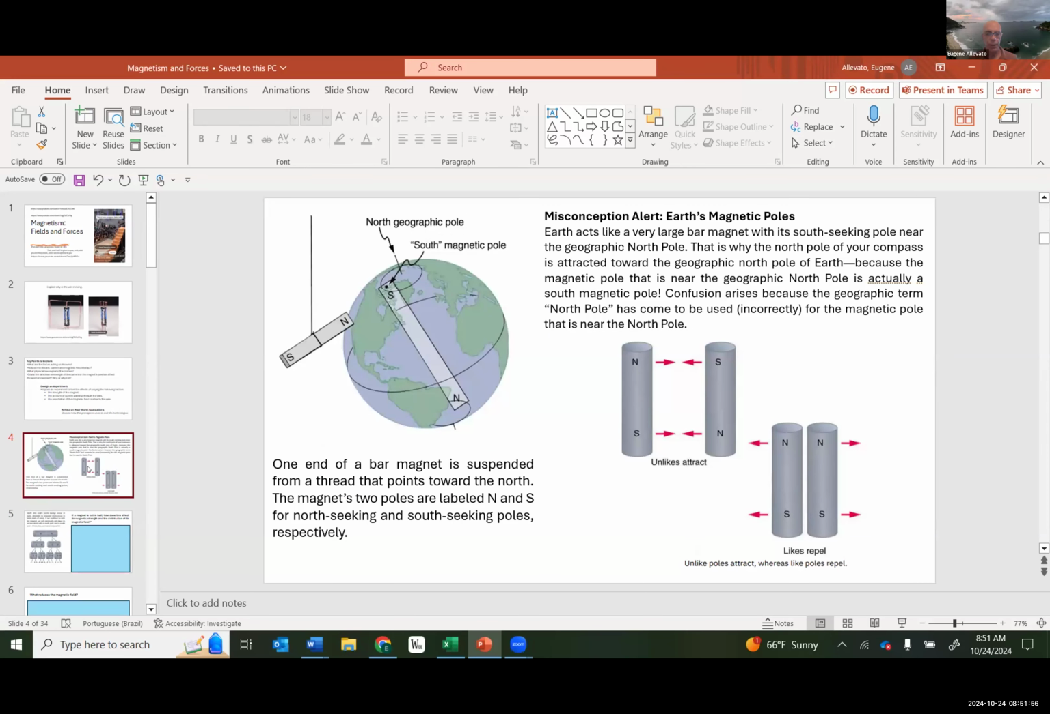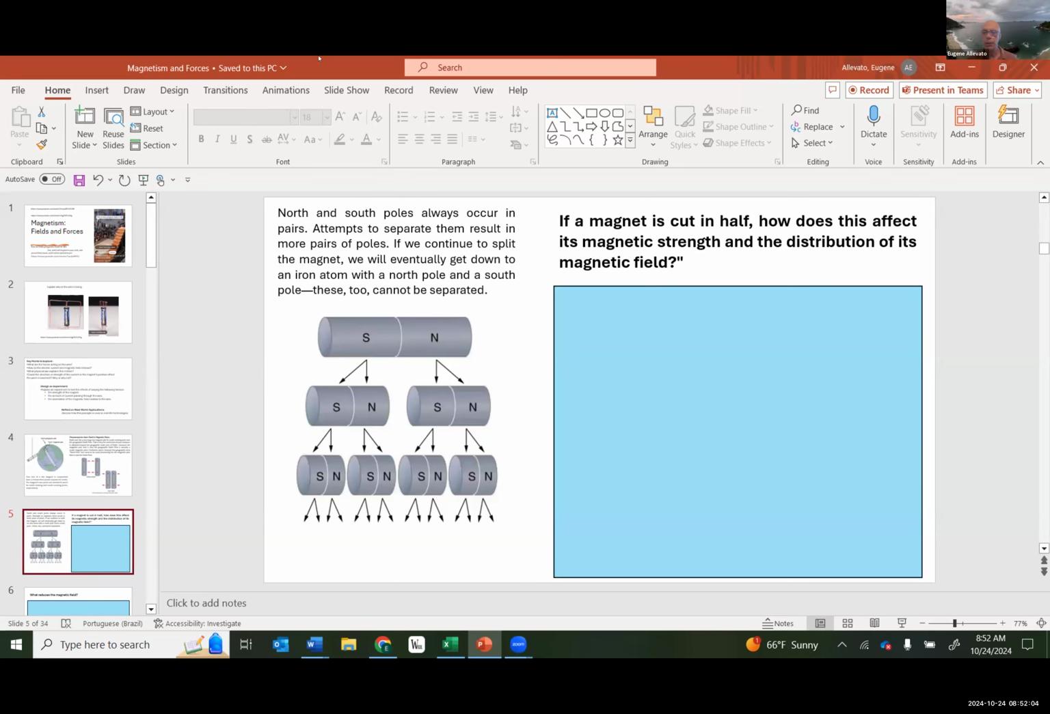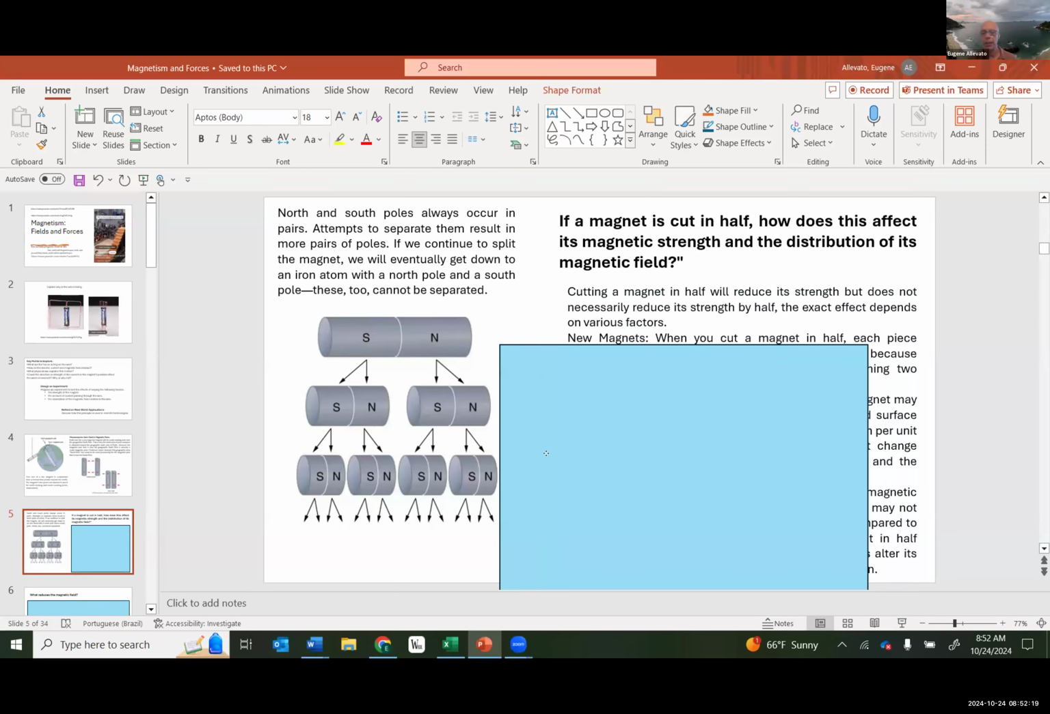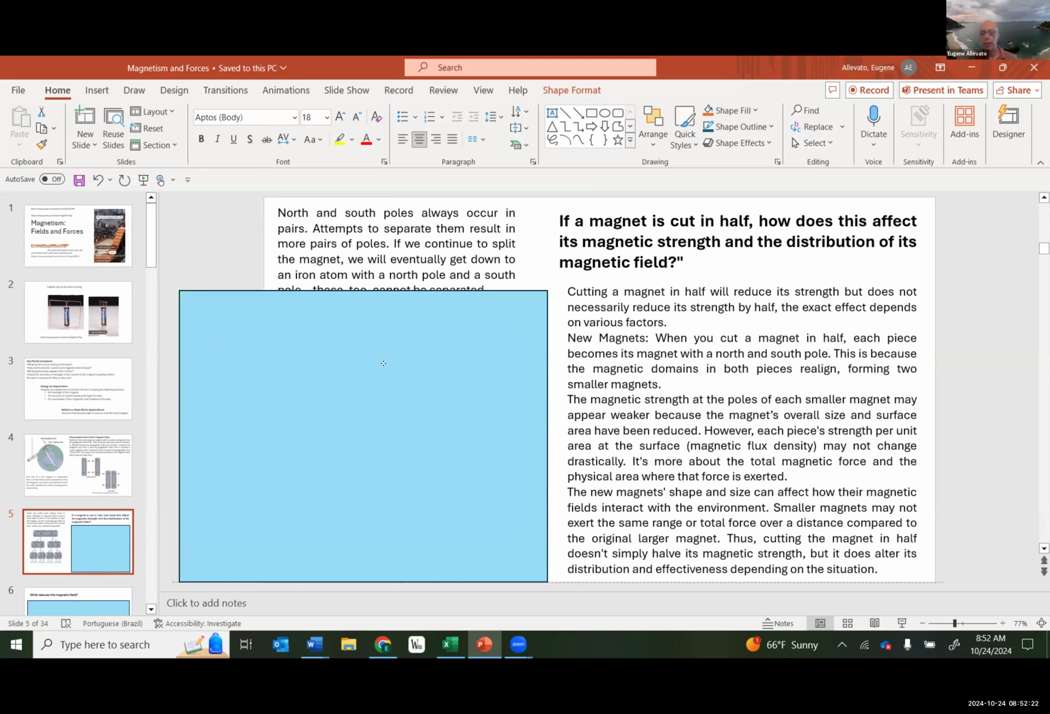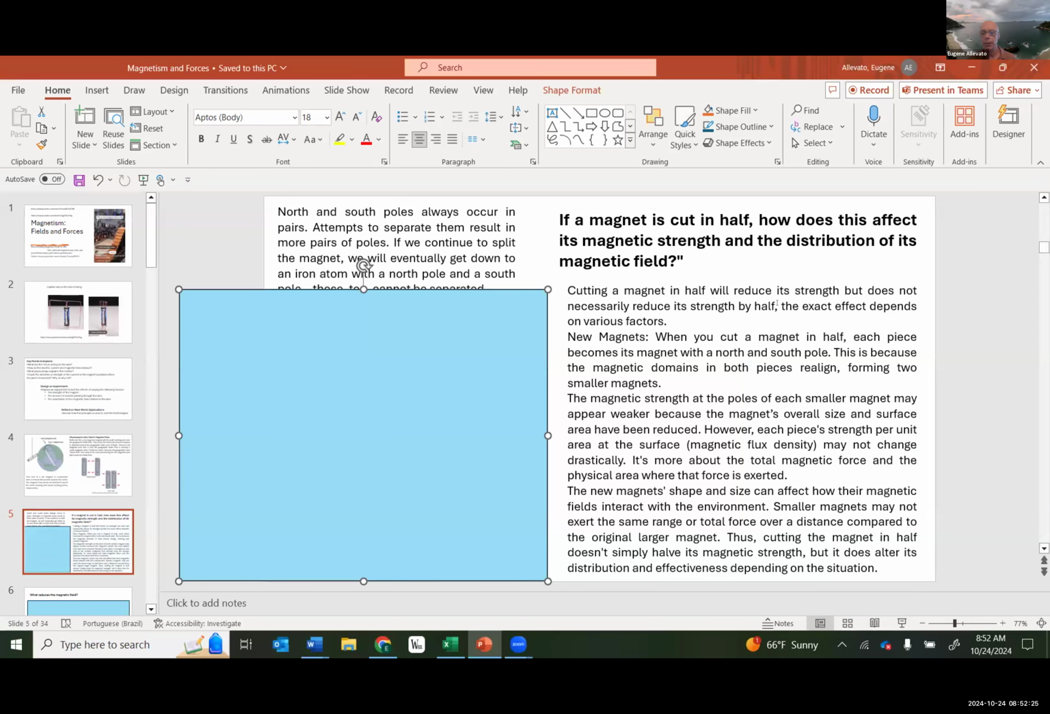So this is something we covered last class, right? That north and south attract each other, and north repels north. Then I had this question. I posed this question last time, but I did not show the answer. So if a magnet is cut in half, how does this affect the magnetic strength and the distribution of the magnetic field? So cutting a magnet in half will actually reduce its strength, but does not necessarily reduce its strength by half. Okay, so this is important to understand.